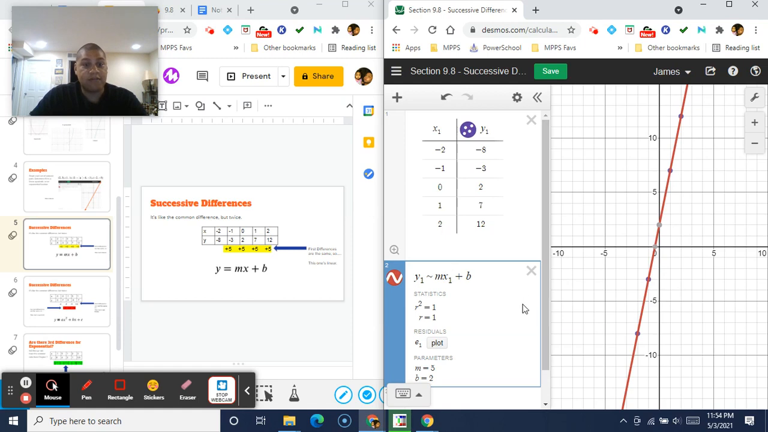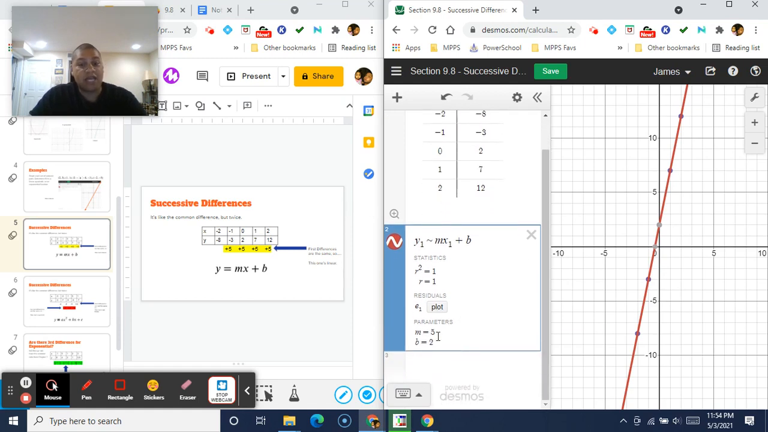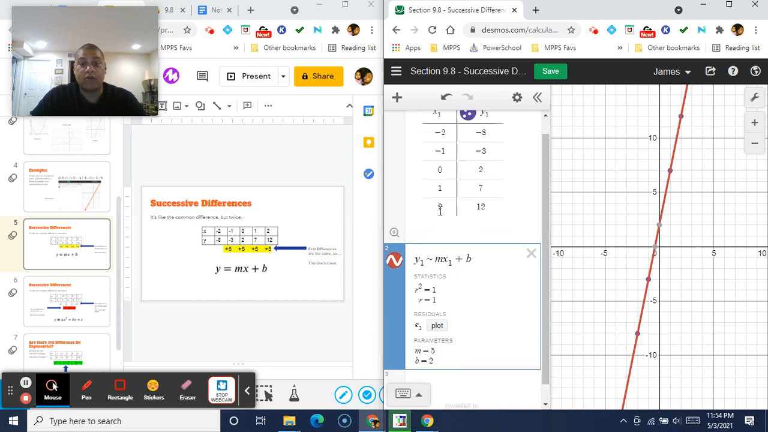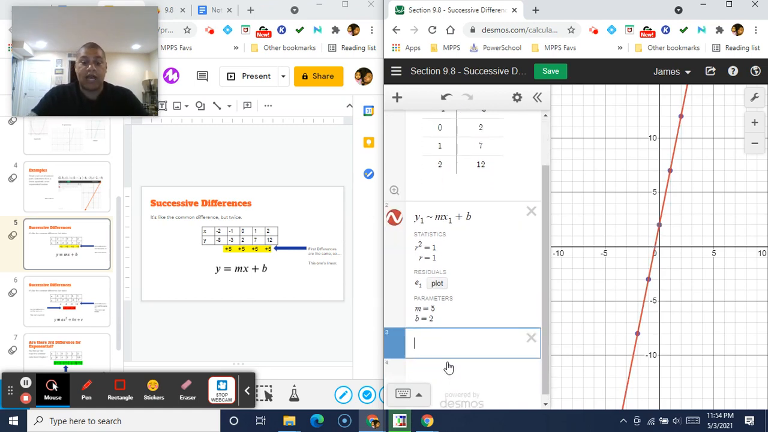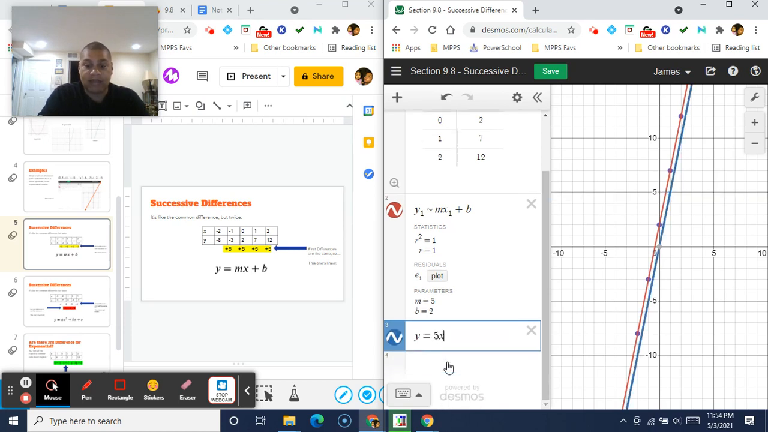How neat. And even more important, what does Desmos do? It tells us what m is and what b is. It tells us m is 5 and b is 2. So if the question is asking what is the equation for the line or the function that goes through these points, whether it's a linear line, a quadratic parabola, or an exponential, I can now write that equation. I could type in y equals 5x plus 2, or just write it down on your paper, and you'll notice it turned blue because now this is blue.